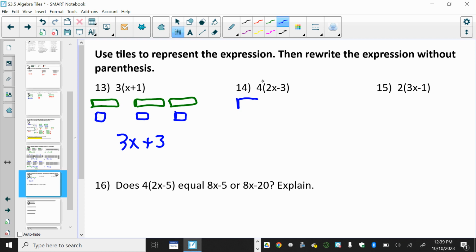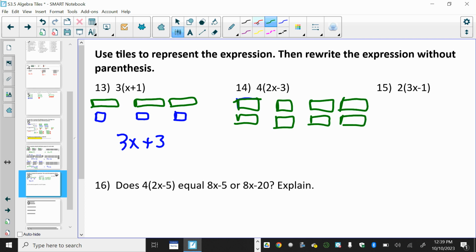Four groups of 2x. 2, 3, 4, 5, 6, 7, 8. 1, 2, 3. 1, 2, 3. So we're going to rewrite that. We got 1, 2, 3, 4, 5, 6, 7, 8. 8x minus 12.